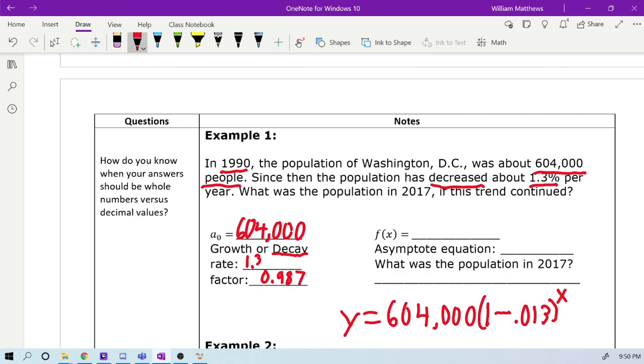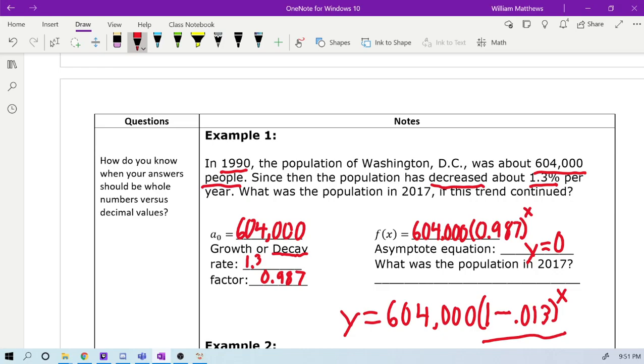So if we clean up our factor to write our function notation form, we still have the 604,000. We can just write the simplified version, which is what we're used to now, and we still raise it to the power of x. There's nothing that shifts this, so we still keep our same asymptote equation. It'll always stay y equals 0 until we actually learn about shifting the exponential function.